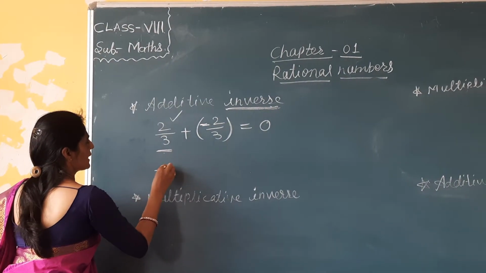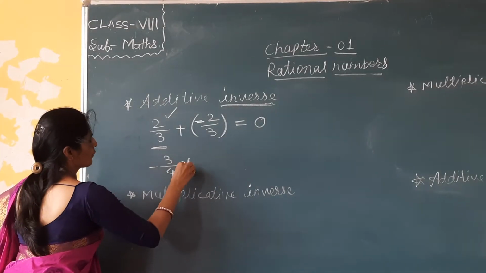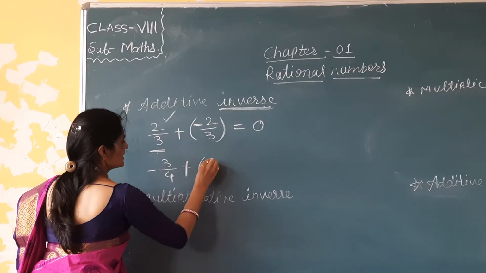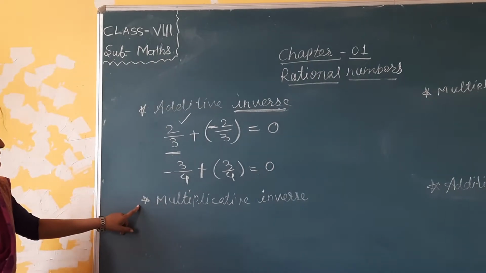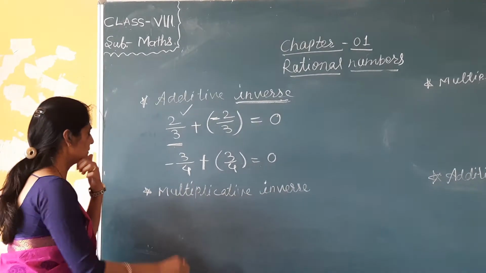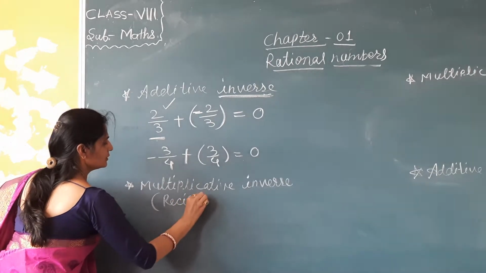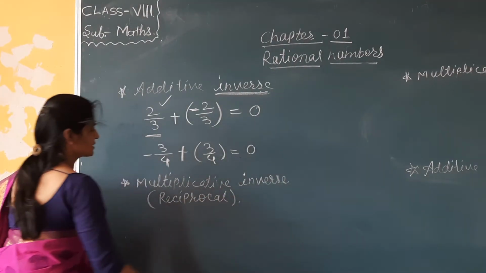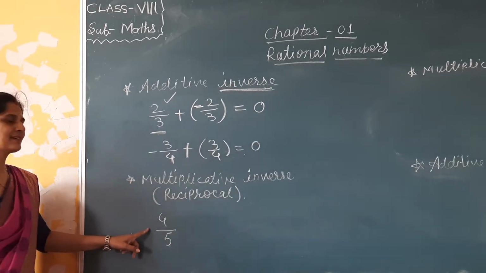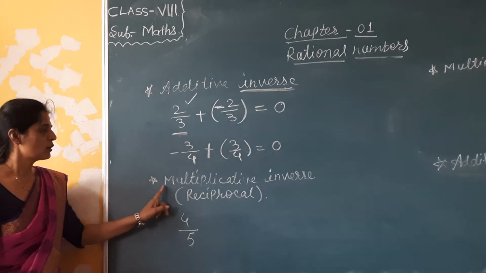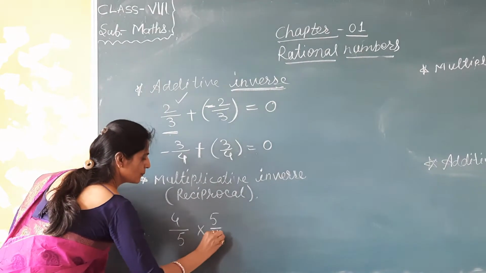Suppose you have minus 3 upon 4. So additive inverse of this minus 3 upon 4 is 3 upon 4. Then you will get 0. Next is multiplicative inverse. Multiplicative inverse means we take the reciprocal of the given rational number. Suppose you have 4 upon 5. अगर आपके पास rational number है 4 upon 5. Now multiplicative inverse of this 4 upon 5 is 5 upon 4.